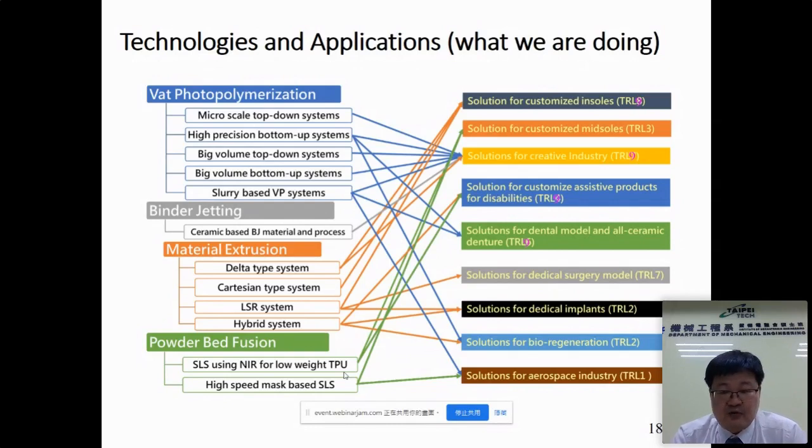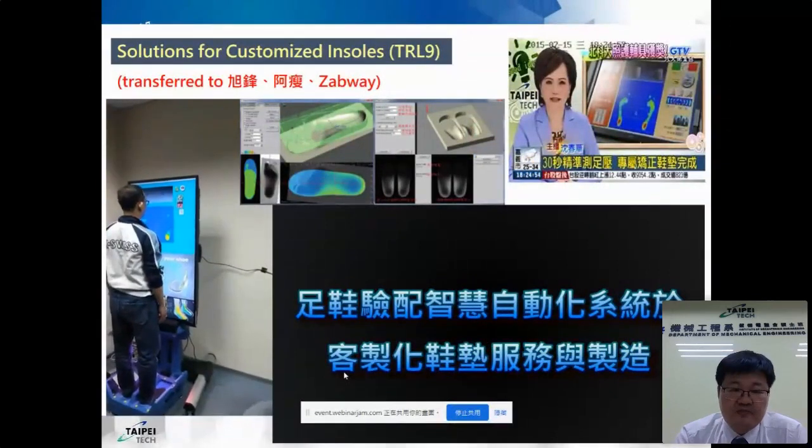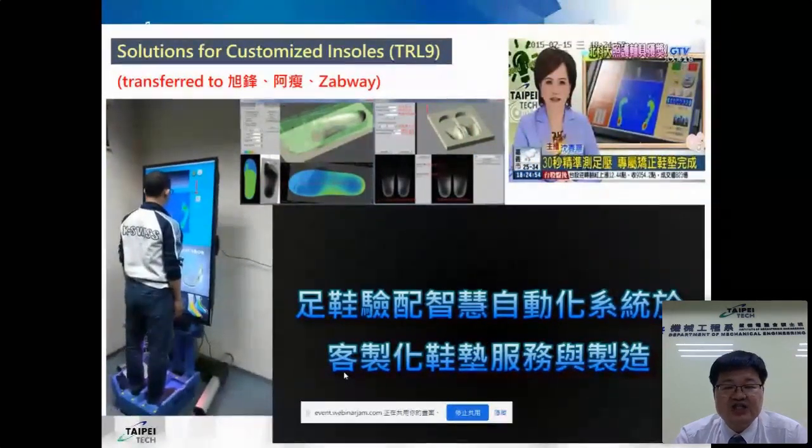And we are finding targets for the application, like the insole and midsole of the shoe, some creative industry, posture or design, or dental models. A lot of different kinds of applications we are talking about. So let's go from the front. That's one example: a solution for customized insoles.